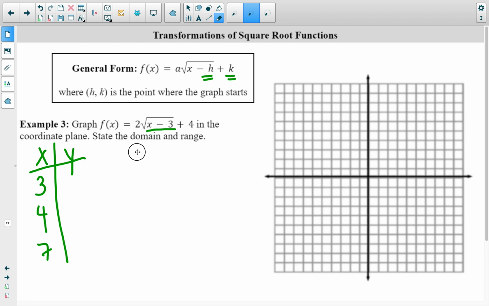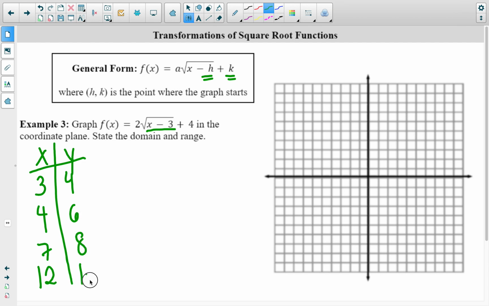So this is all just a trick to get some easier numbers to work with mentally, because this is something you're going to need to do without a graphing calculator. What could we get to give us 9 under here? We could plug in 12. All right, so now we've made our table, and we're going to end up with 4, 6, 8, and 10 when we plug in those values into the equation.